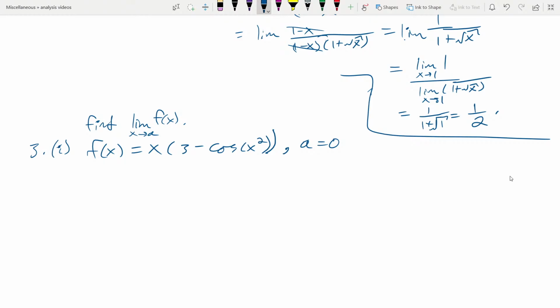So, a guess. I'll call this value L. The guess is that at a equals 0, the limit is going to be 0, just by plugging in 0. When we define continuity, we'll see that this is a continuous function, and so the limit of this function is just the value it takes on at a. So the guess is that L equals 0.